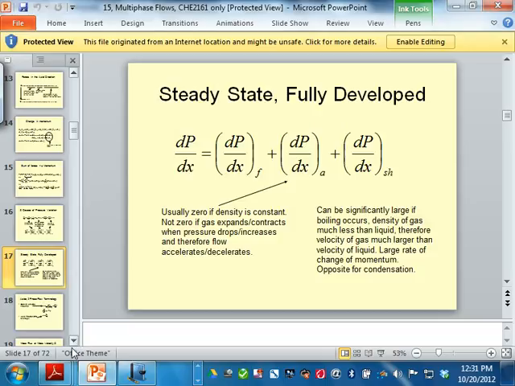Usually the acceleration term is zero if density is constant. Normally density is constant if it's a liquid. If it's a liquid and a gas, but the pressure change is very small, maybe a few kPa, then we can close one eye and say constant. But if the pressure change is big, 100 kPa, 50 kPa, the gas volume might actually double. There's a big change in pressure, so you cannot neglect it.